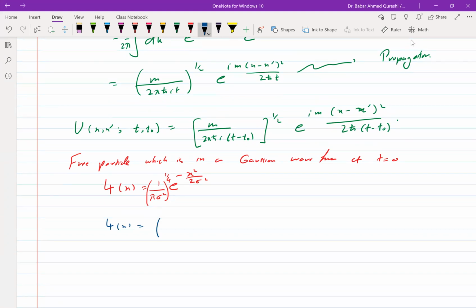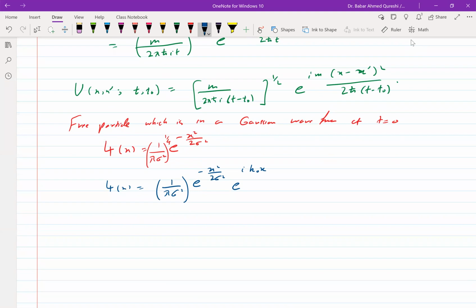If, instead of this, I consider this, e to the iota k naught x, it doesn't change the character of the Gaussian because you have x square and you are adding something to it. You can still write it as a Gaussian by completing the square. And moreover, when I make psi mod square, it's a different function. This function is different from this, but the position probabilities are the same.